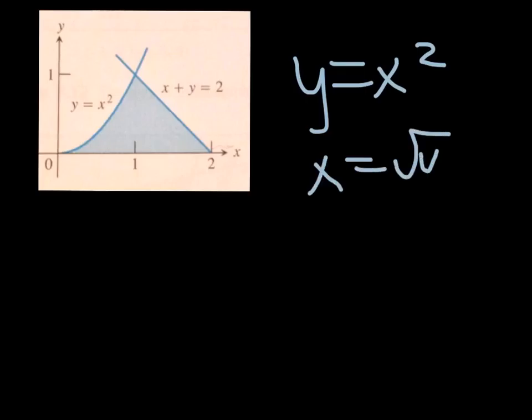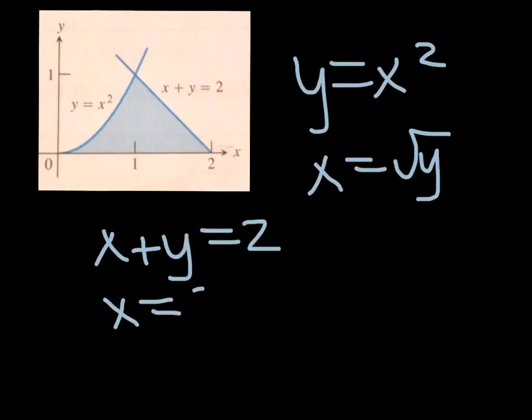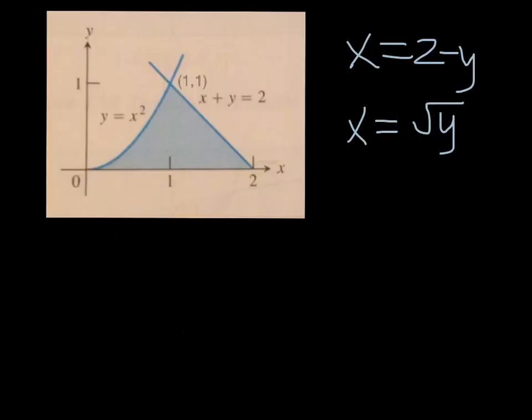Since neither of these curves are in terms of y, we have to convert them. So for y equals x squared, that would change into x equals the square root of y. And for x plus y equals 2, that would convert into x equals 2 minus y. Since we can clearly see the intersection, we can skip step 2 and set up the integral.